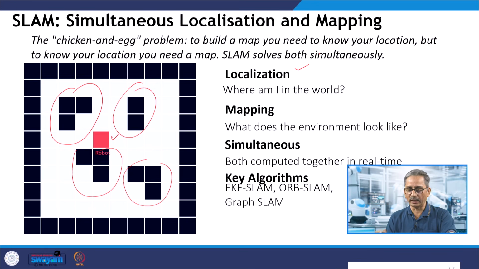So, we have the localization, where it localizes where it is, then it has the mapping, that is how the environment looks like, then simultaneous, both computed together in real time, that is localization and mapping, and these are some of the key algorithms.